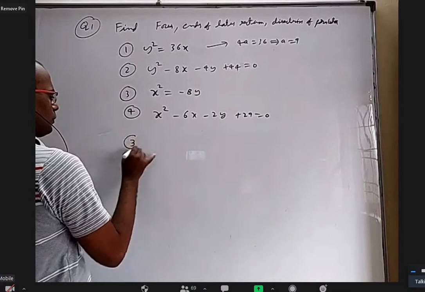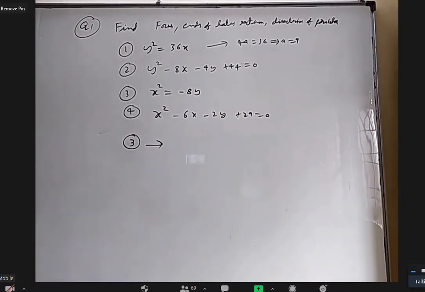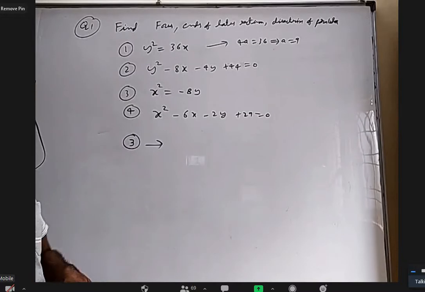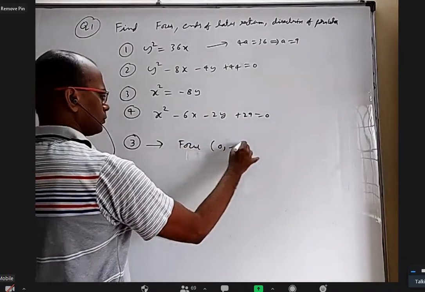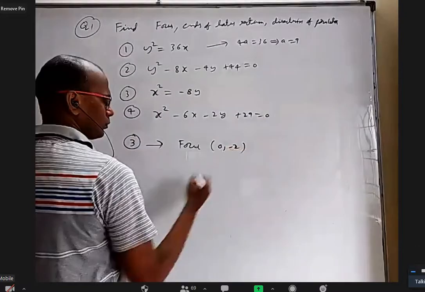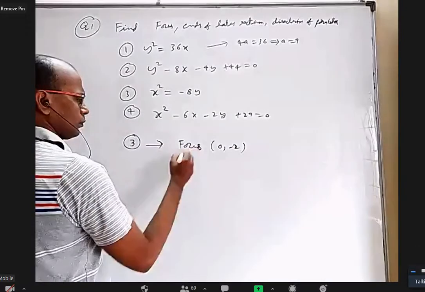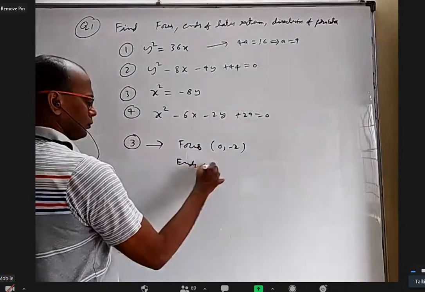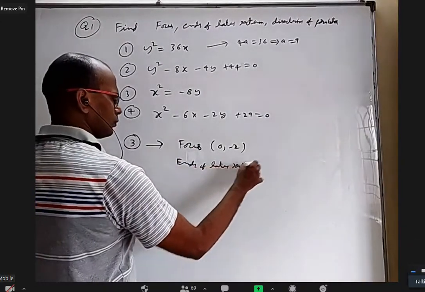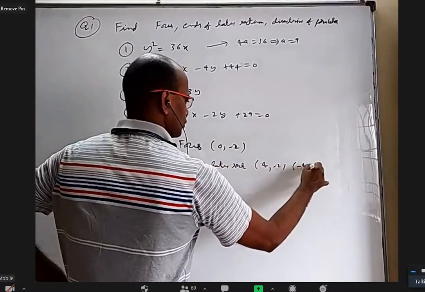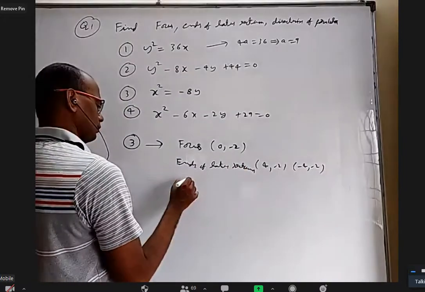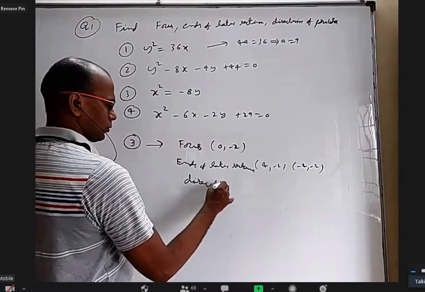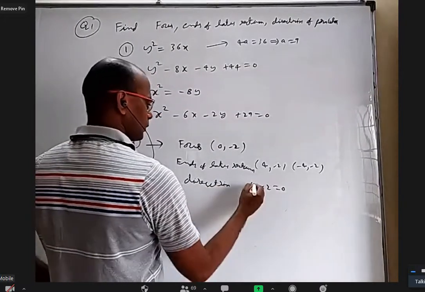Okay. Third one. Snigdha, what are the answers for the third one? So focus is 0, -2. Ends of latus rectum: 4, -2 and -4, -2. Okay. And directrix y -2 equal to 0. Are all these right?